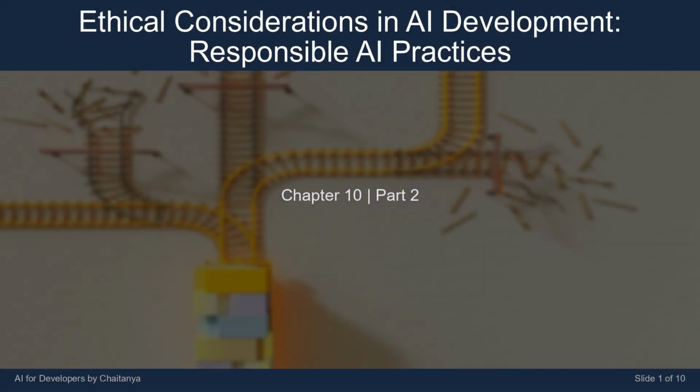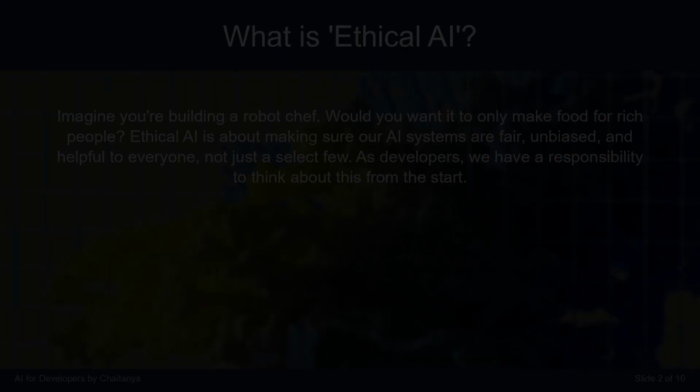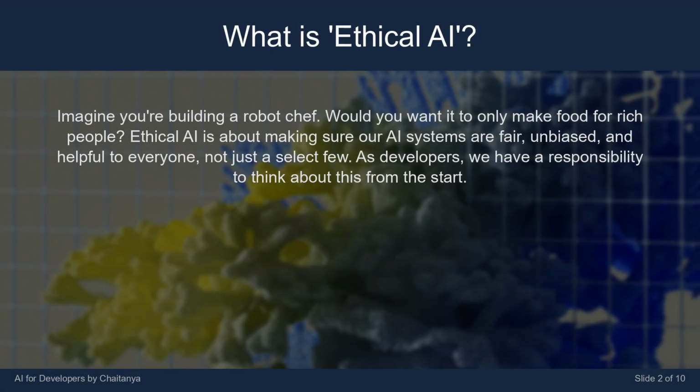I'm Chaitanya. Today's lesson is titled Ethical Considerations in AI Development. Responsible AI Practices. Imagine you're building a robot chef. Would you want it to only make food for rich people? Ethical AI is about making sure our AI systems are fair, unbiased, and helpful to everyone, not just a select few. As developers, we have a responsibility to think about this from the start.